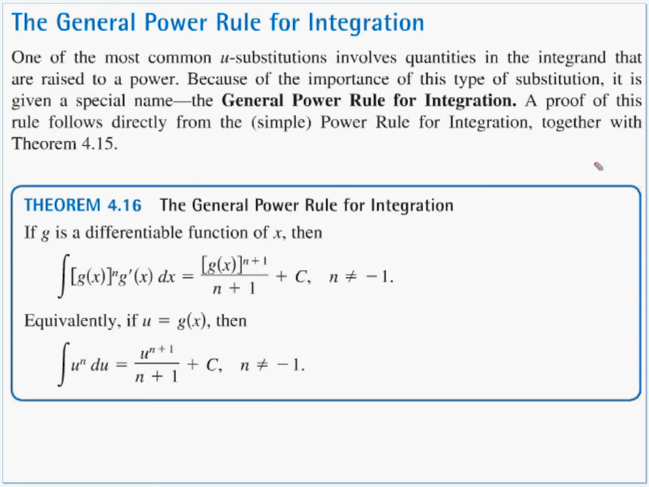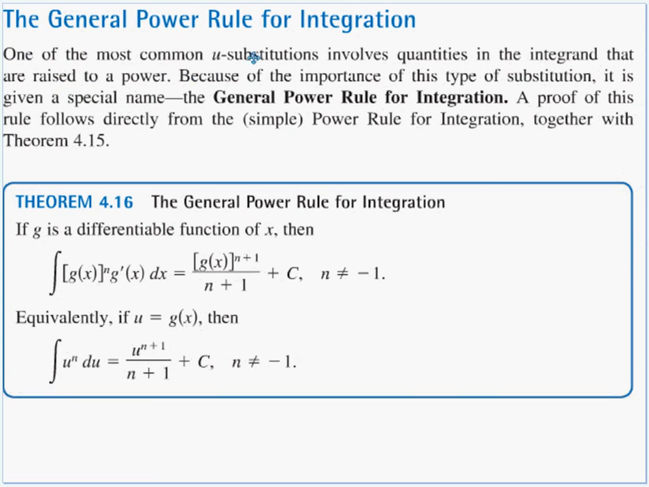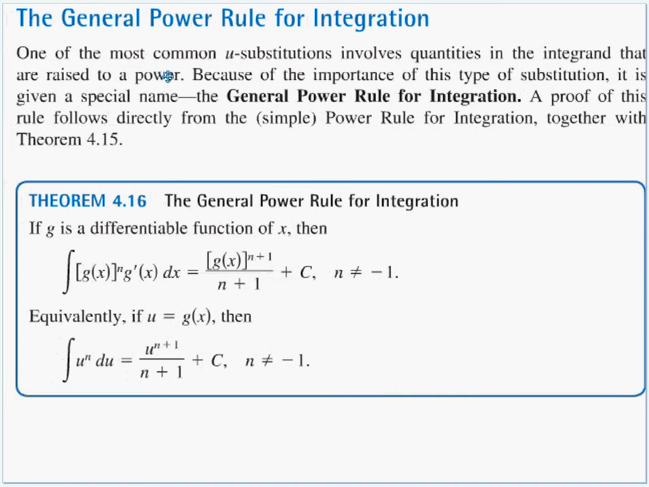One of the most common types of u subs involves quantities in the integrand that are raised to some power. Because of the importance of this type of substitution, it's given its own special name, the general power rule for integration. A proof for this rule follows nicely from the simple power rule together with Theorem 4.15. So get ready for a bunch of notation.